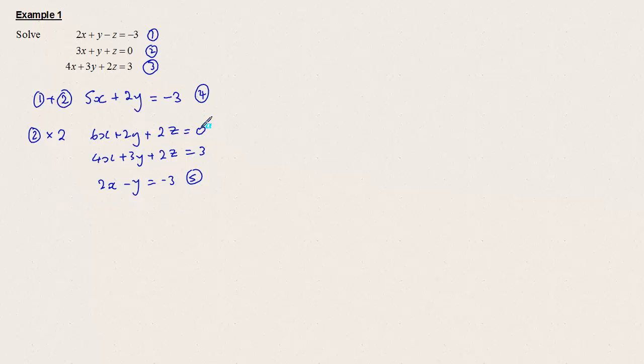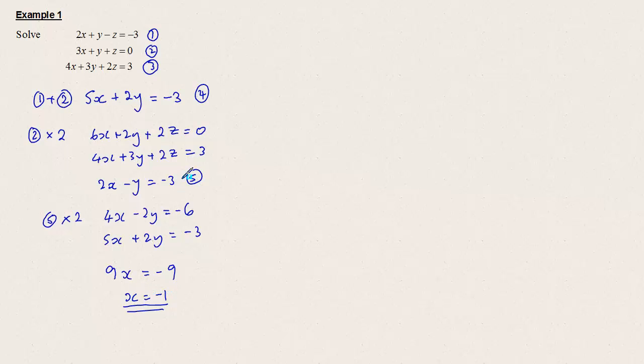Now, 4 and 5, I'm going to try and get rid of y. So equation 5 multiplied by 2 gives me 4x minus 2y is negative 6. And then 4 is 5x plus 2y is equal to negative 3. These are different signs, so if I add these equations, the y's will disappear. So 9x equals negative 9, giving me that x is negative 1. And now we can just work our way back up.